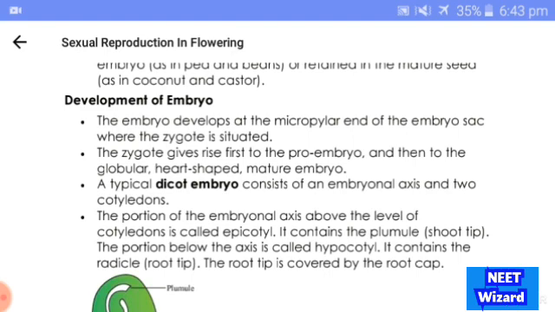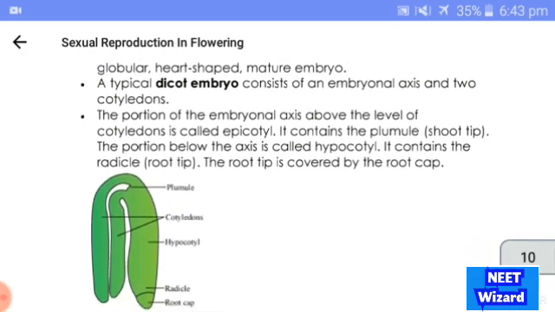A typical dicot embryo consists of an embryonal axis and two cotyledons. The portion of the embryonal axis above the level of cotyledons is called epicotyl. It contains the plumule, the shoot tip. The portion below the axis is called hypocotyl. It contains the radicle, the root tip. The root tip is covered by the root cap.